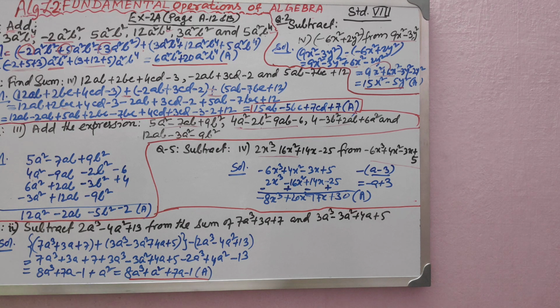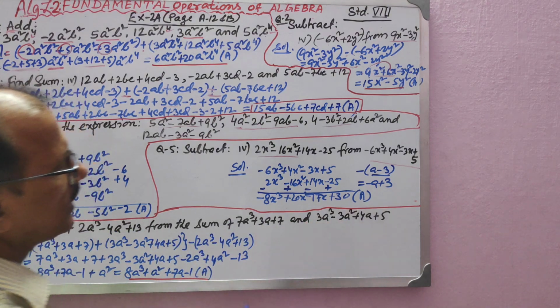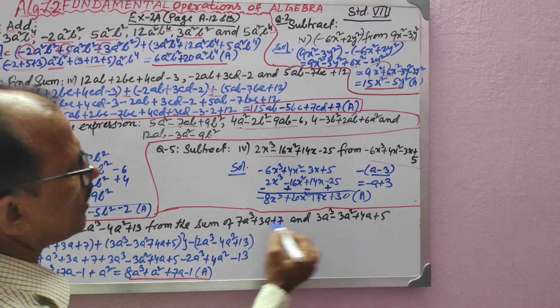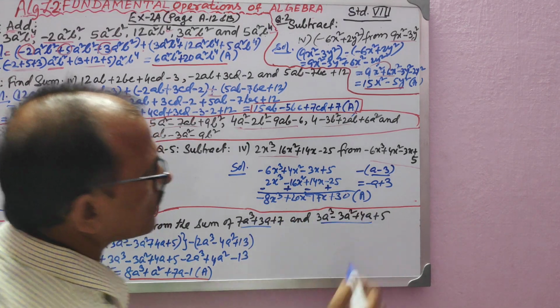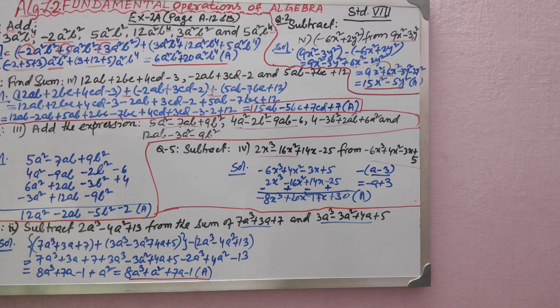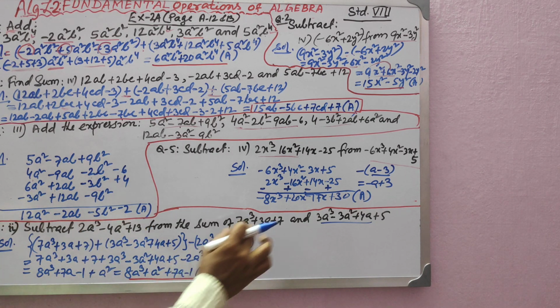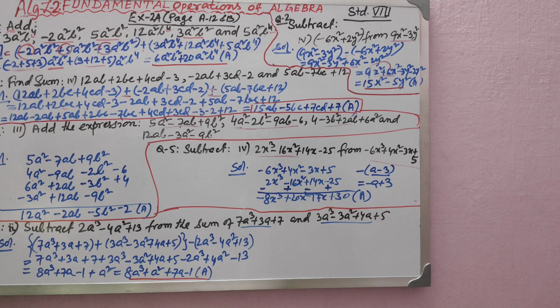Now I have taken another sum from question number 6, the second one. What is said to you? Subtract this from the sum of this. Definitely from the sum. If you add these two, then whatever result comes, you will subtract this from it. If you frame an expression in complete language, what will it be? The sum of this and this, with the addition sign, I have put under the second bracket.